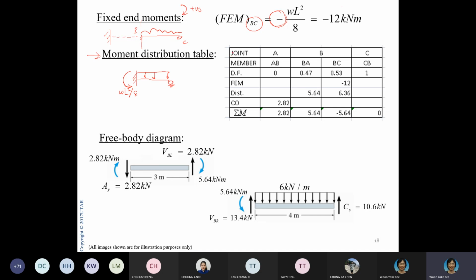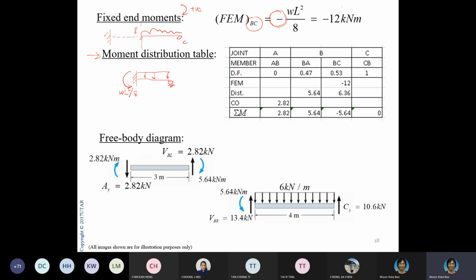As I mentioned earlier, the first line, you will indicate all your joints. So in this beam, you have 3 joints. Then you look at individual members. Joint A is member AB. Joint B, you have members BA and BC. Joint C, you have member CB. So these are the members along the whole structure.